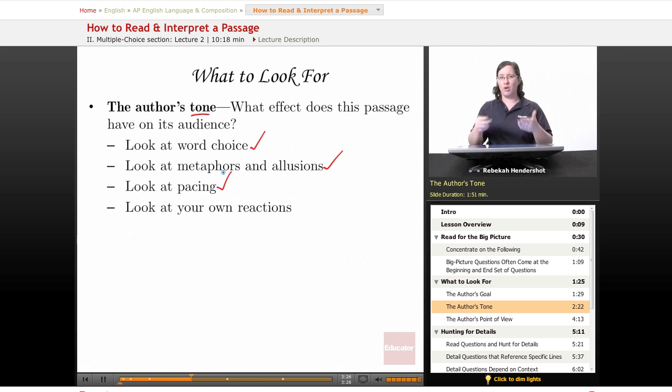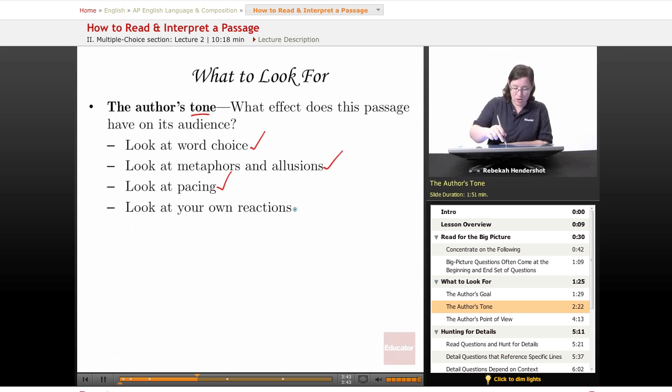Then look at pacing. Does the passage move along really quickly? Is it kind of slow and ponderous? Are the paragraphs long or short? Are the sentences long or short? Does he use a lot of exclamation points? Does he use semicolons and sentences that go on forever? All of that will tell you tone.